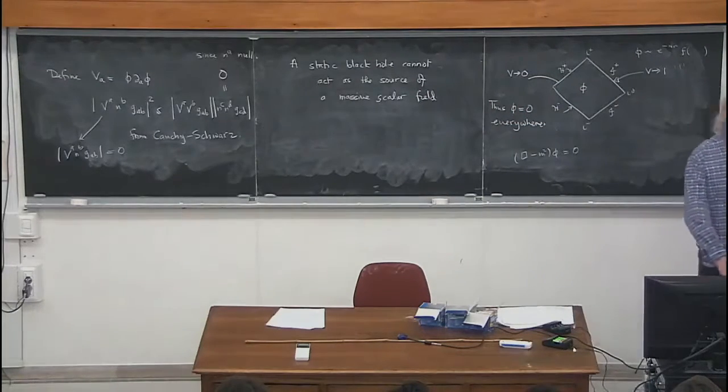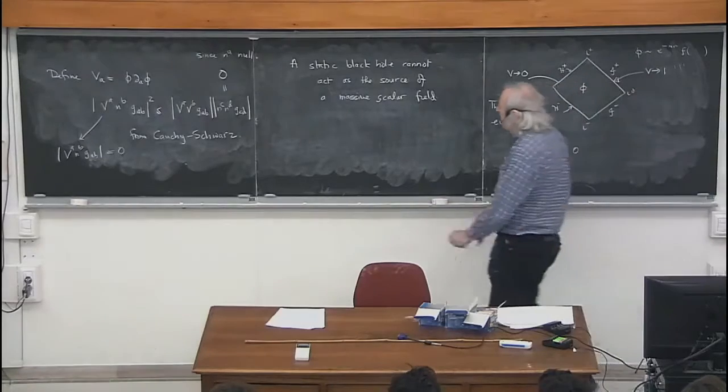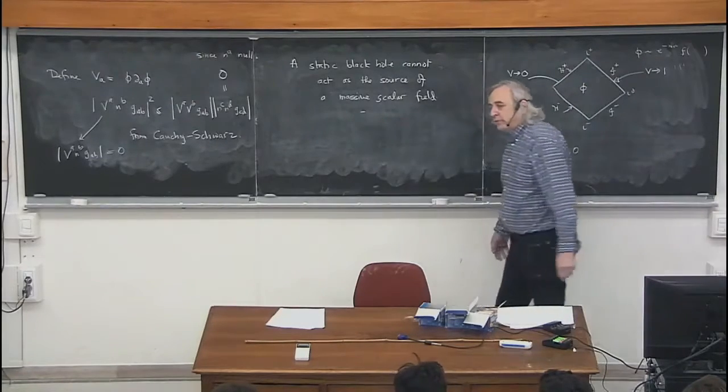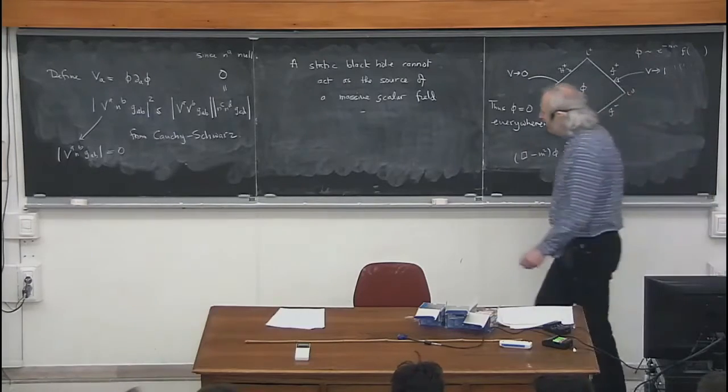So that was relatively simple. Other uniqueness theorems, other no-hair theorems, are rather more complicated. There is a small corollary to this, and that is what happens if m squared is equal to 0.